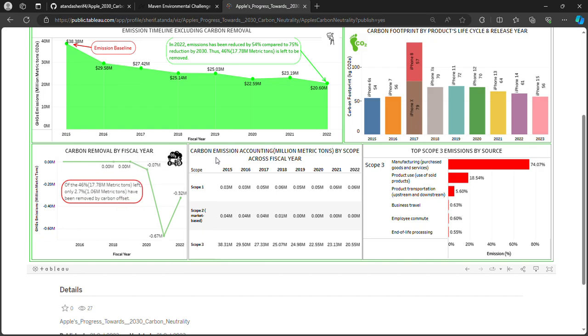Then to the next chart, this is carbon emission accounting by scope. For every company, there is a way that every one of their activities that leads to emission is being classified generally, even all over the world.